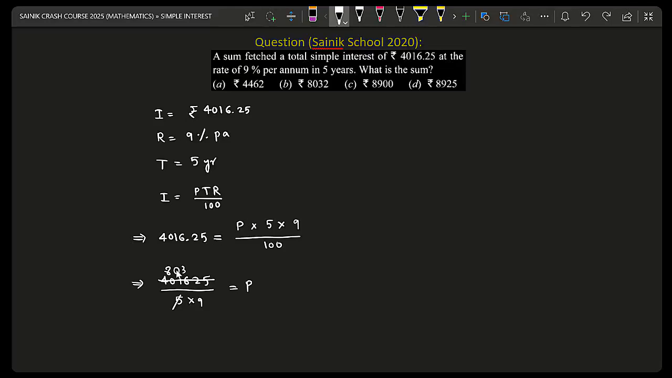So use 0 3. 5 3s are 15. Now what is the remainder? Sir, 1. 1 2 becomes? Sir, 12. Yes, 5 2s are 10. Remainder? Sir, 2. 2 5 becomes? Sir, 25. 5 5s are 25. Yes. Now, is this number divisible by 9 or not?